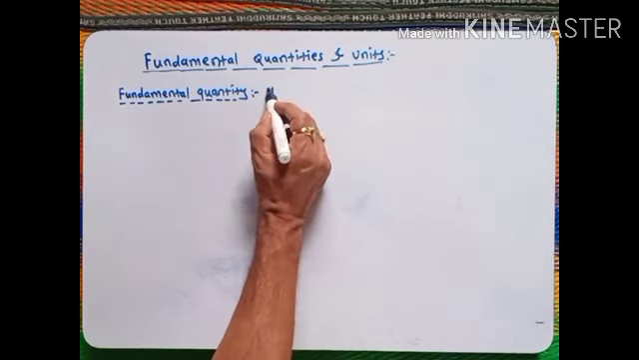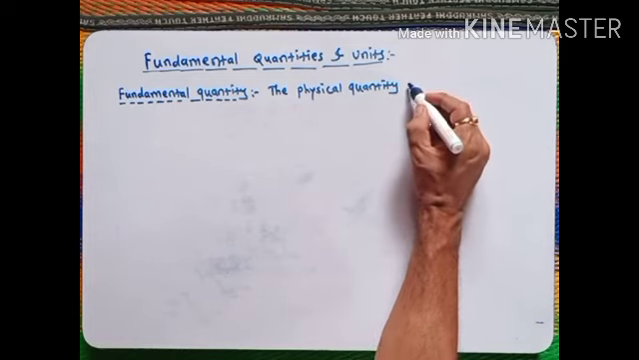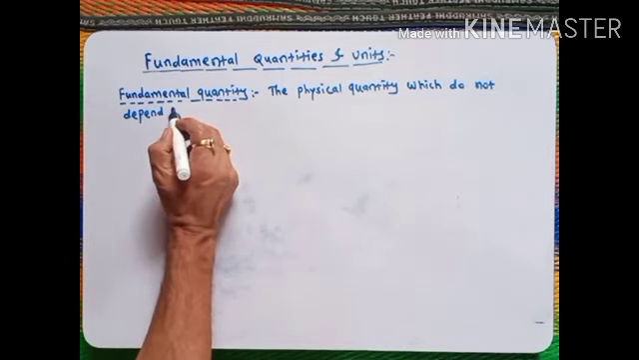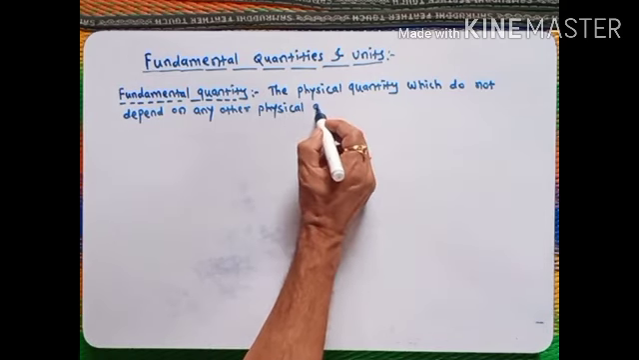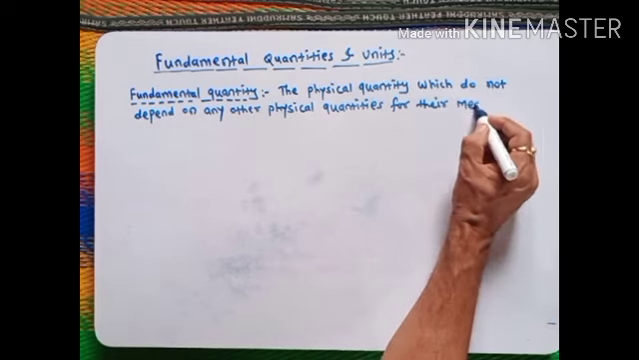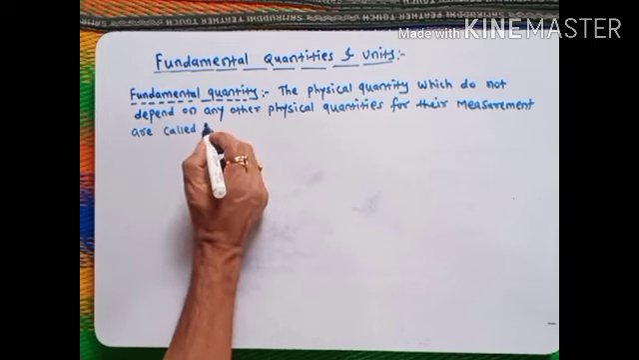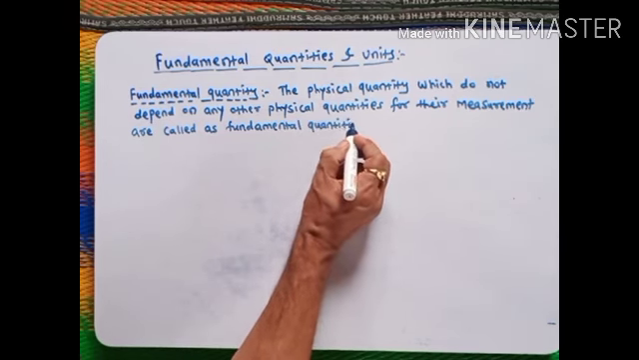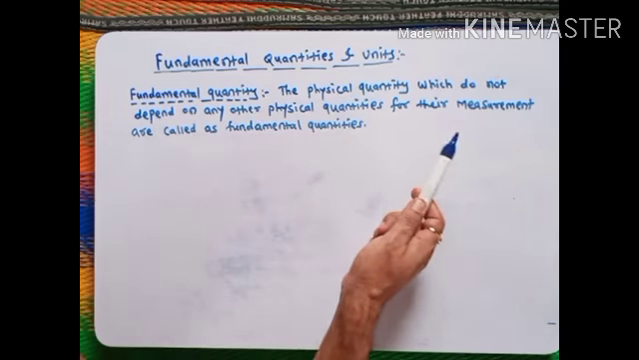The physical quantities which do not depend on any other physical quantities for their measurement are called fundamental quantities. This is the definition of a fundamental quantity. The physical quantities which do not depend on any other physical quantities for their measurement are called fundamental quantities.